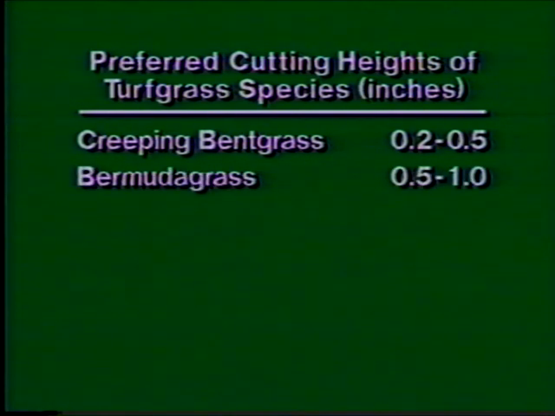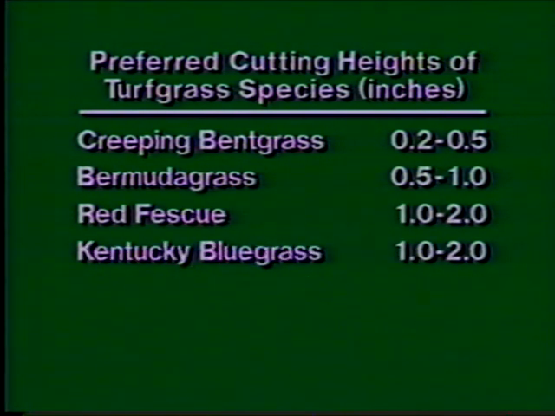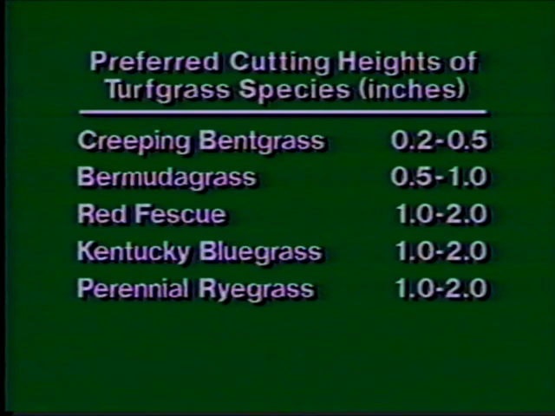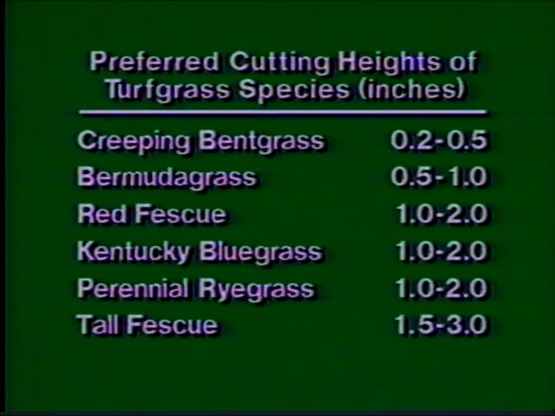The optimal cutting height varies with each type of turf grass plant. The preferred cutting height of creeping bent grass is between 2/10 and 1/2 of an inch. Bermuda grass is best cut between 1/2 and 1 inch. The preferred cutting height of red fescue, Kentucky bluegrass, and perennial ryegrass is 1 to 2 inches, and tall fescue is best cut between 1.5 and 3 inches.